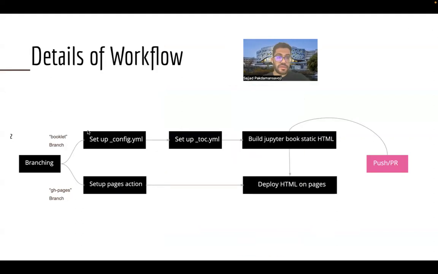The way it works is that when we initiate that workflow for the first time, it creates two new branches on the repository. One I'm calling booklet, short for Jupyter Book, and the other is GitHub Pages. The GitHub Pages branch will be the front of the website, so it just hosts HTML code. The booklet branch is where we set up the config files and the other components we need to get it to work.